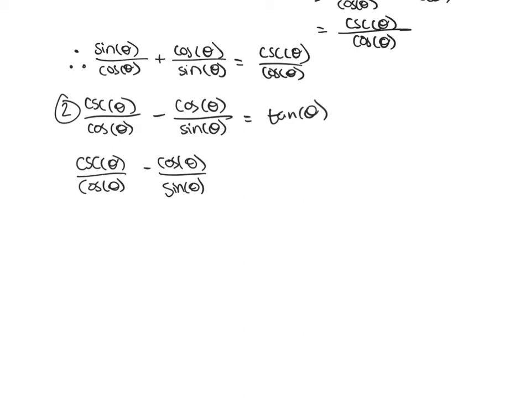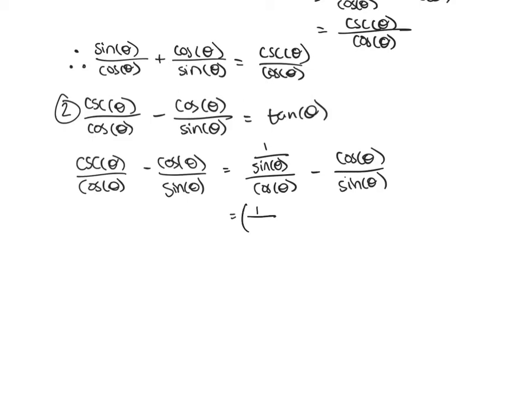You can also go through and change this cosecant into something like sine or cosine. So this is really 1 over sine of theta divided by cosine of theta, minus cosine of theta over sine of theta. So I'm going to go through and deal with this left fraction here and try to get that to be nice. Or not nice, just not a triple fraction.